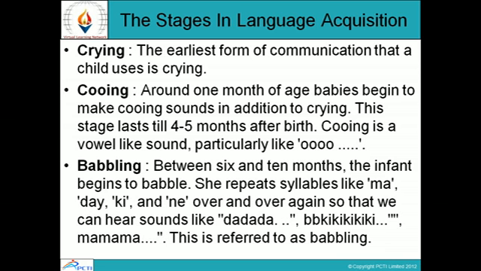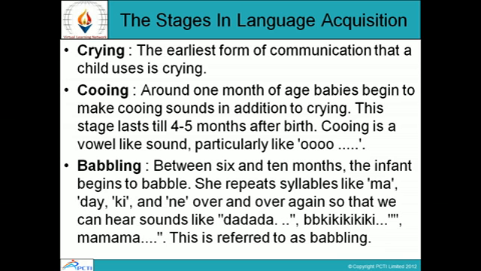Crying is the earliest and the easiest form of communication that a child uses to communicate. Next is cooing. Around 1 month of age, babies begin to make cooing sounds in addition to crying. This stage lasts till 4 to 5 months after birth. Cooing is a vowel-like sound, particularly like oo.